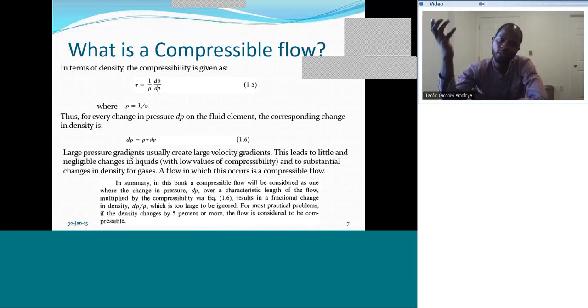If it were a very high speed flow of liquids, you know that liquids have very, very low values of compressibility. So the change in density may not be that much, even though you have a very large change in pressure. Because the compressibility of the fluid is very low, the large change in pressure does not give you that much change in density. But gases have considerably high values of compressibility. So when the pressure gradient is quite large, you can have a corresponding change in density which is high as well.